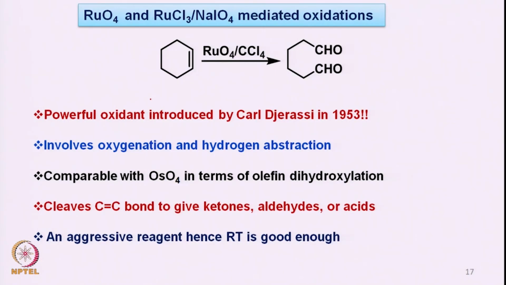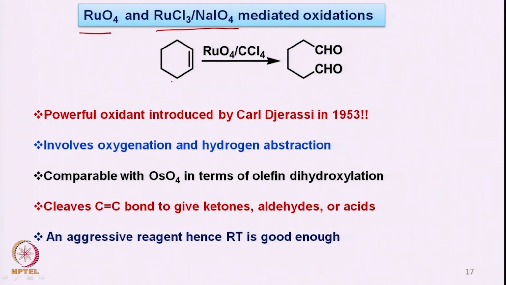Now we will move on to a new oxidizing agent, which is ruthenium tetroxide, or we can also use a combination of ruthenium trichloride and sodium metaperiodate. But let us first see what was initially done.